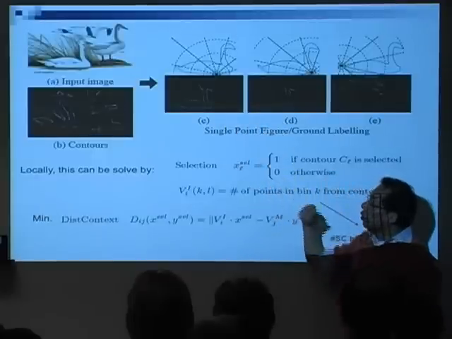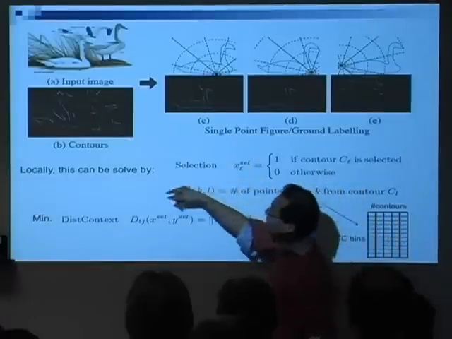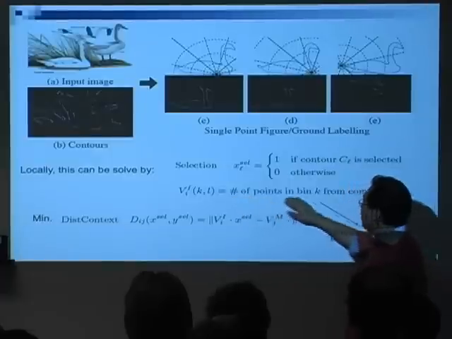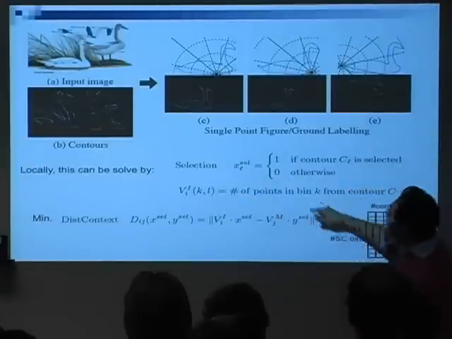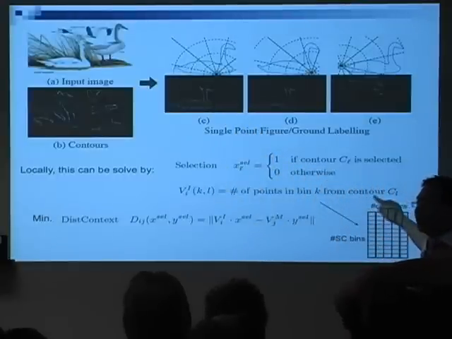Okay? So locally, we can define the contour selection problem as basically a variable x select, telling you which contour is on, which is off. And we have a histogram description for each of the points, in the sense that they will have a number of histogram bins and a number of contours in the image.